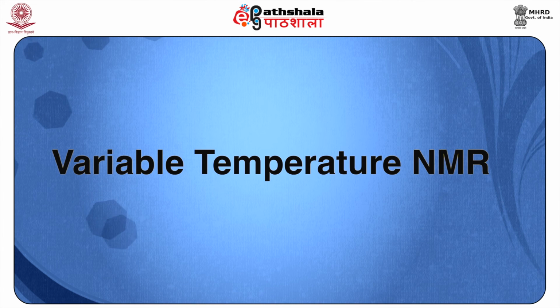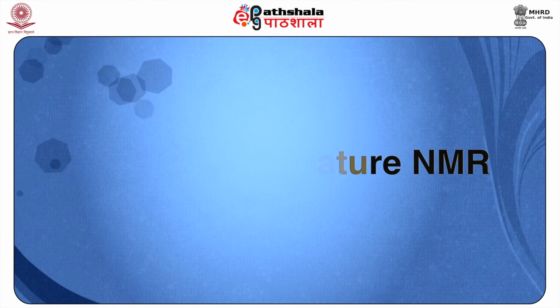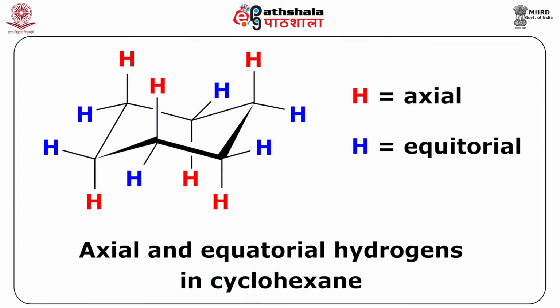Now let us study the effect of variable temperature NMR for simplifying the NMR spectrum. As we already know, students, the protons in cyclohexane are of two types, axial and equatorial. Axial protons in this figure have been shown in red, and they occupy a different electronic environment than the equatorial protons, which are shown in blue. That means axial and equatorial protons are not chemically equivalent.